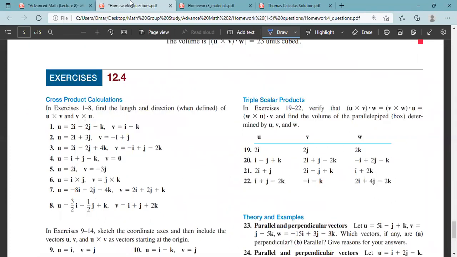The first question. Here we need to find the length and direction of u cross v and v cross u. Previously we had the dot product, right? So now we have the cross product. Let's see how we can find the length and the direction.